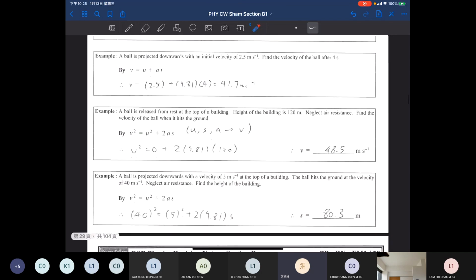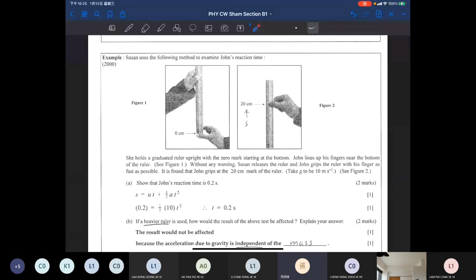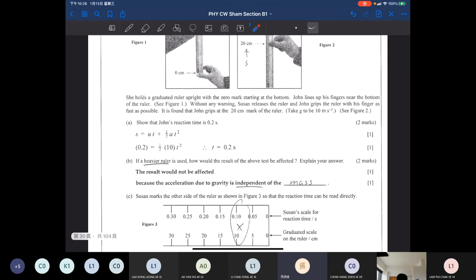Calculation is the same as before. Now in this question, he wants to check the reaction time. After he has released the ruler, at that instant, he grabs it again. The distance for the ruler to fall can be used to calculate the reaction time, because the interval between the ruler falling and him grabbing it is exactly his reaction time. You can calculate it.